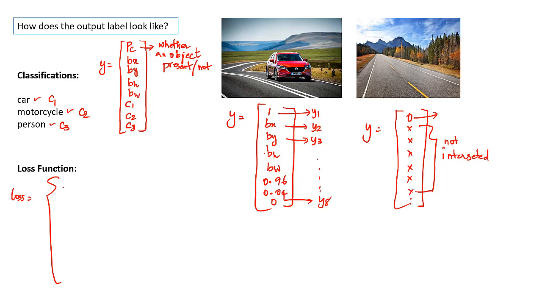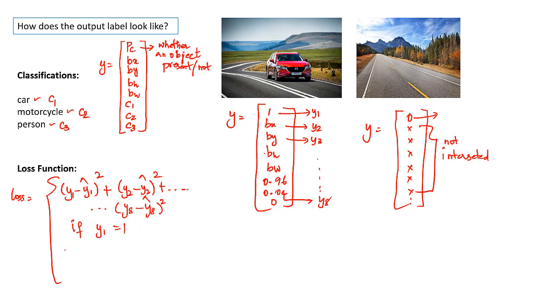So to calculate the loss function, we can safely write it as (y1 - y1 hat)², where y is the actual value and y hat is the predicted value, plus (y2 - y2 hat)², plus up to, we have 8 elements in this, so (y8 - y8 hat)². So this is the loss function if we have y1 equal to 1, which means if we have an object, then this is the loss function.